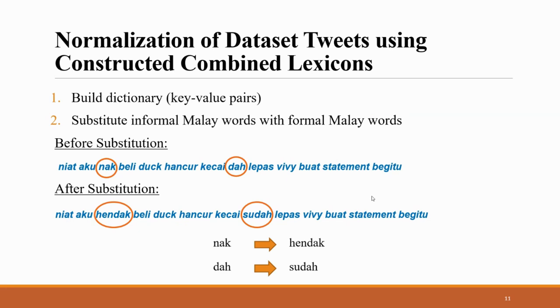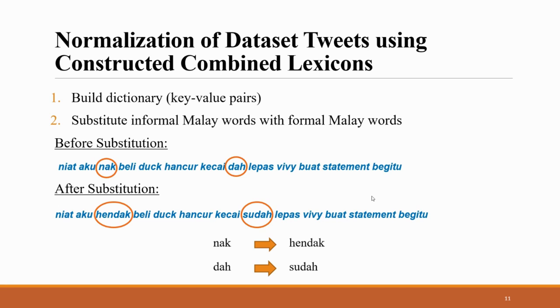So after constructing and combining lexicons, we continue with normalizations or substitutions of the informal Malay words. For example, first we read the contextual lexicons into a dictionary with key and value pairs, in which the left part, the informal Malay word, will be the keys, and the right part, the formal Malay words, will be the values. And then we substitute the informal Malay words with formal Malay words in the dictionary. For example, if the words in the tweet dataset can be found in the dictionary, then the word will be replaced with the dictionary value, which is the formal word.